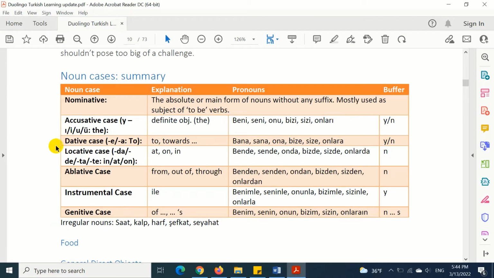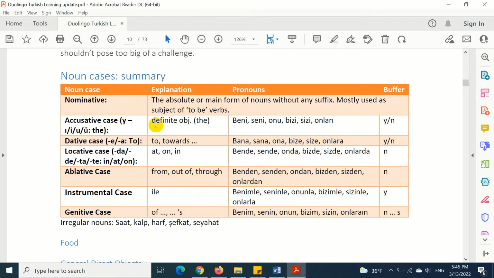So, nominative case, accusative case, dative case, locative case, ablative case, instrumental case, and genitive case. The nominative case is the main form of the noun without any suffix or prefix. As I already told you, the Turkish language is a language of suffixes. It means for every specific thing we add a specific suffix. So whenever you are using the main form of a noun, that is called the nominative form. Well, that needs no further explanation.